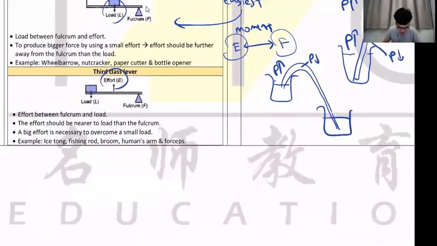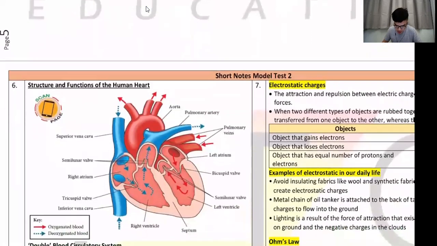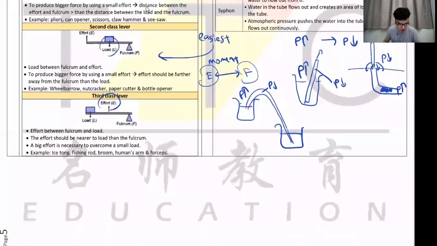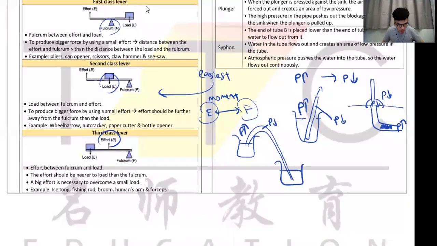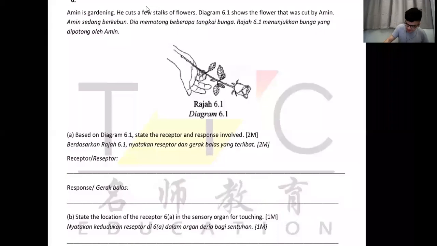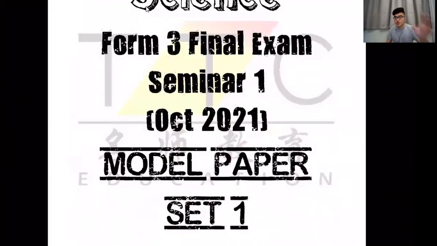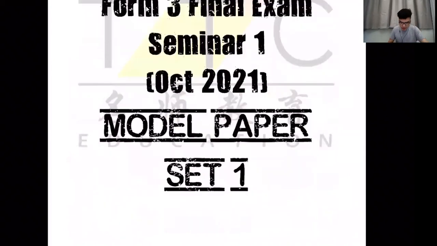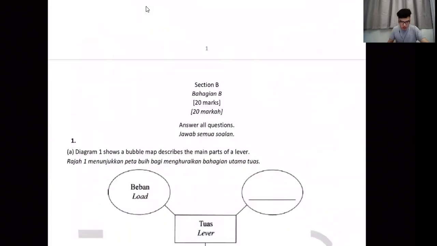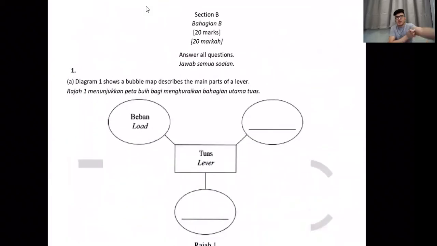Okay, this is the next part already. We finished the first part of our revision. Let us go into our model paper, model paper set 1. We will do 2 sets today. We have done our first revision set. Let's do our exercise now. I will revise along the way as well. I'll try to cover as much as I can.